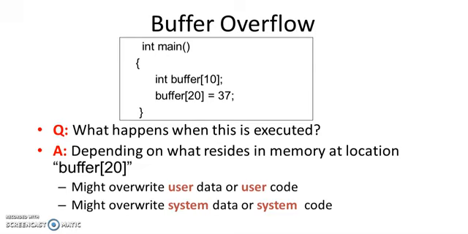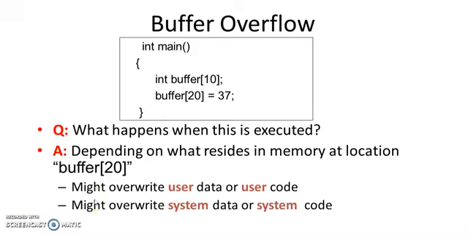Let's say, for example, I have this simple C code where I have created a buffer of size 10, and someone tries to write into this buffer at location 20. So what will happen in this situation? Depending on what resides at the memory location at buffer 20, it might overwrite into either user data or user code, or it may overwrite into system data or system code.